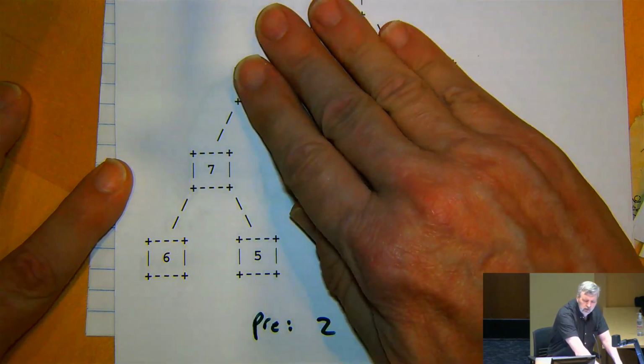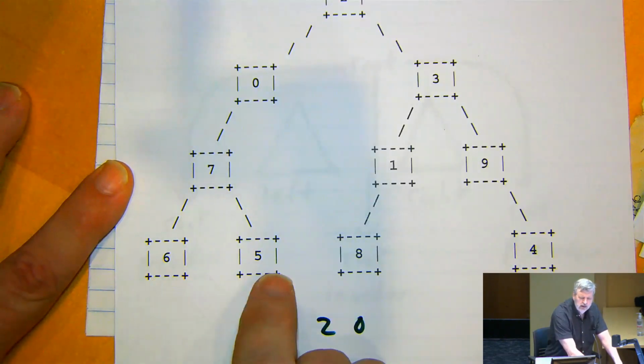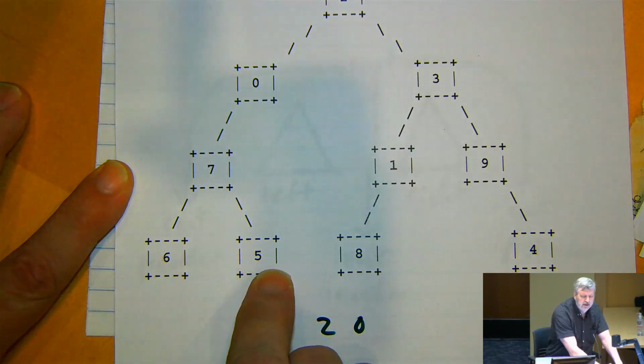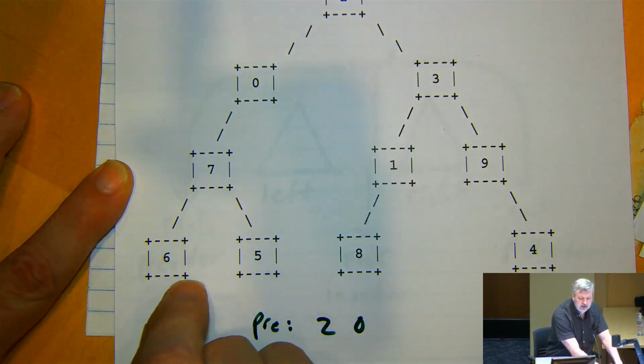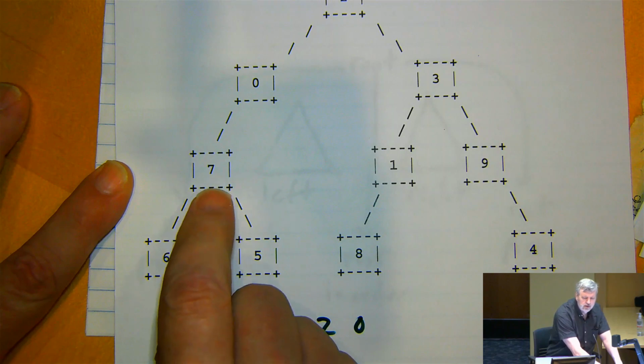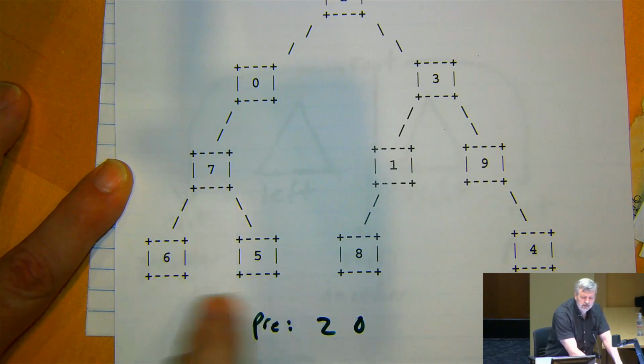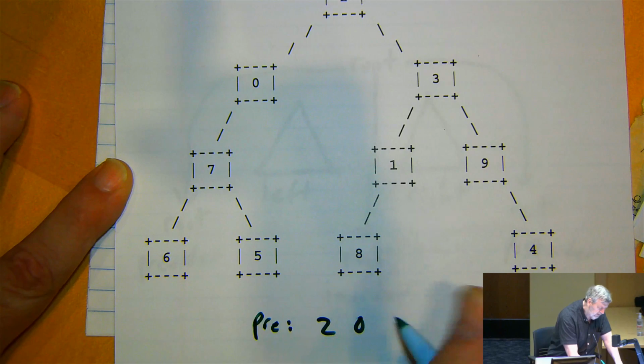So, we know we're going to do 6 followed by 5. We do the left followed by the right. The only question is where the 7 is done relative to the 6 and the 5. So in the preorder traversal, the 7 comes first. So it would be 7, 6, 5. So I can put a 7, 6, 5 here.